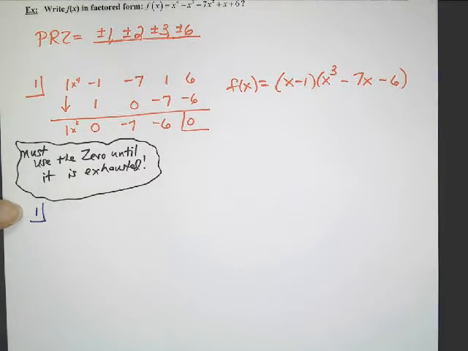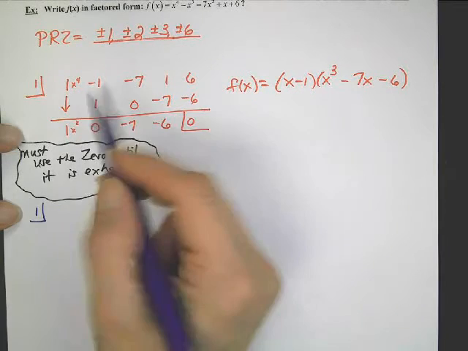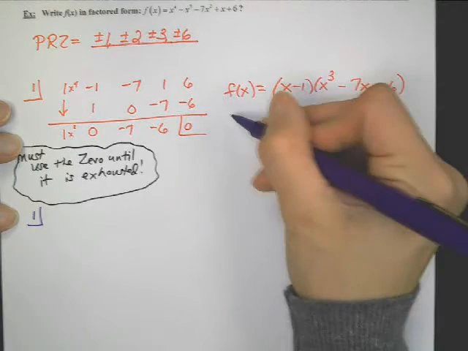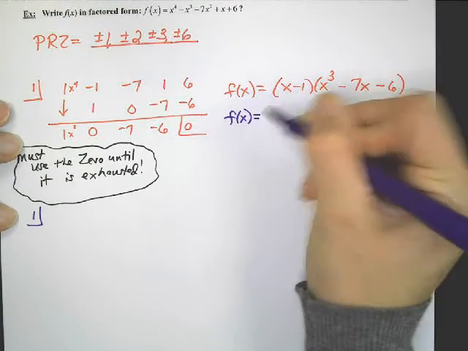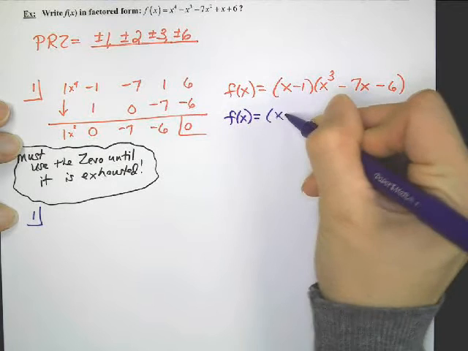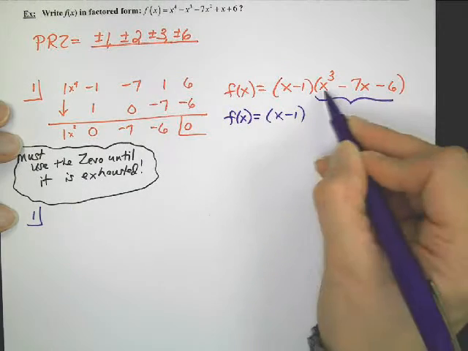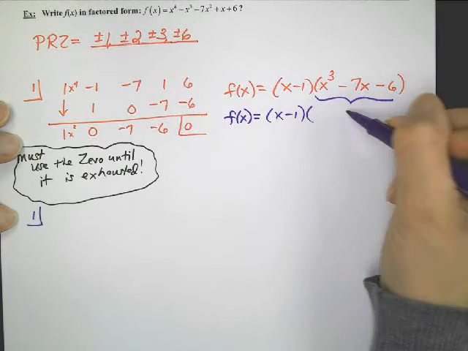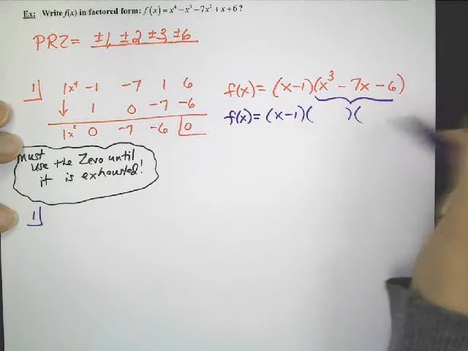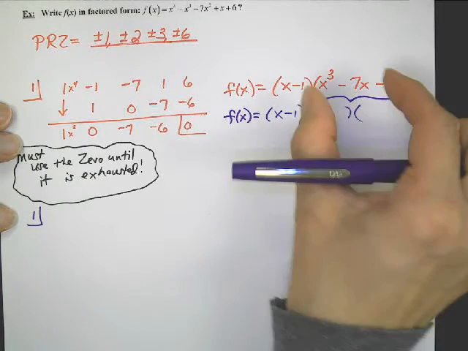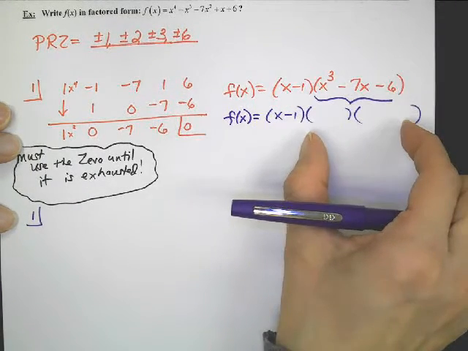Now, which coefficients are you going to use? Okay, we're not going to use the original coefficients. Take a look over here. I have f of x, and he's already broken down into x minus 1. What I need to do now is take this cubic, and I need to separate this one into x and x squared. You need to break the cubic down.